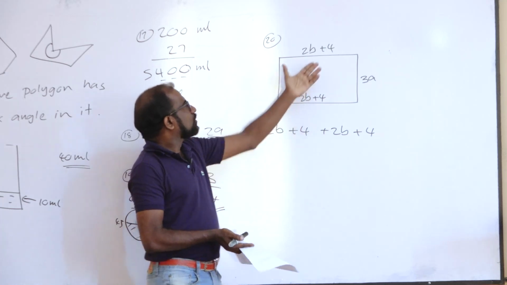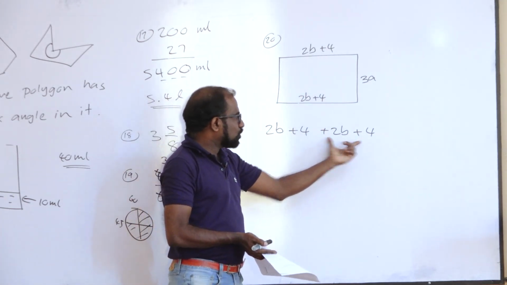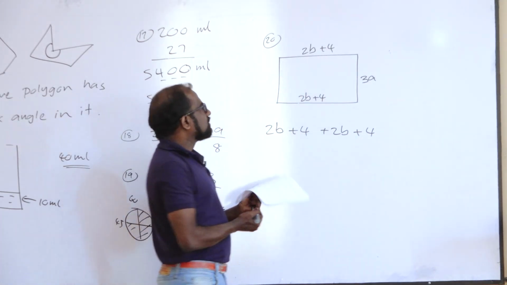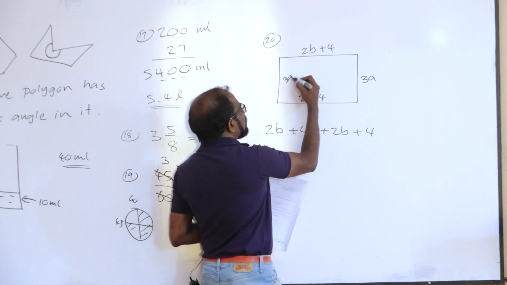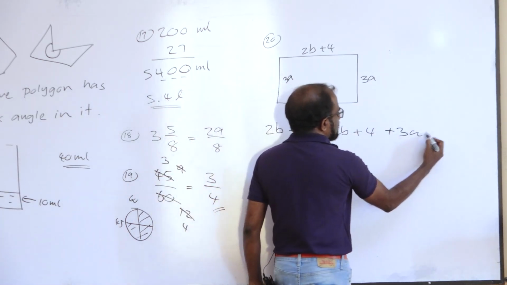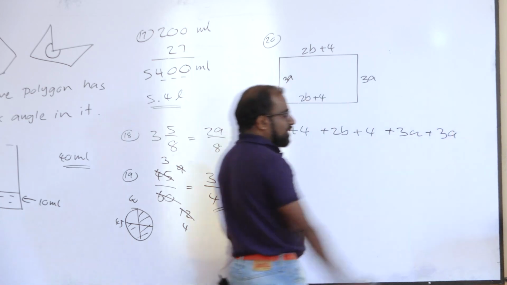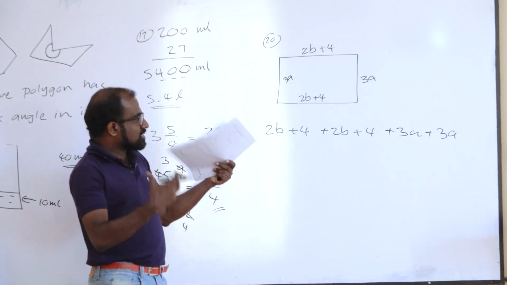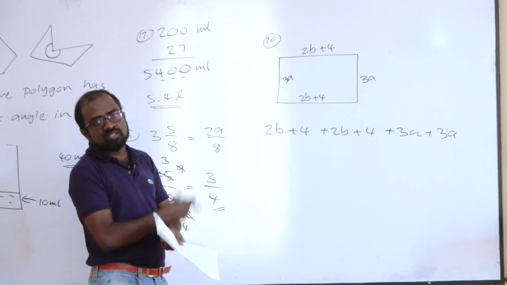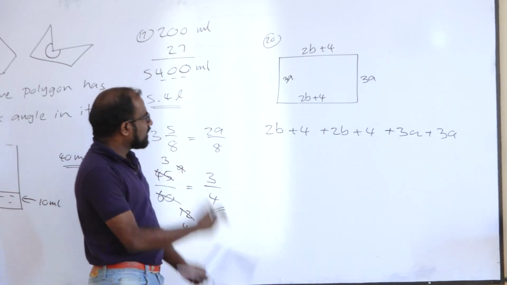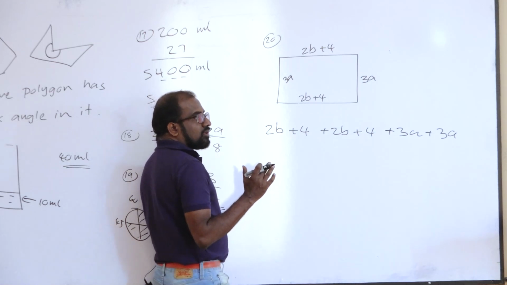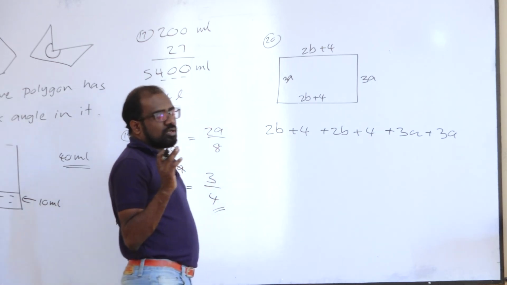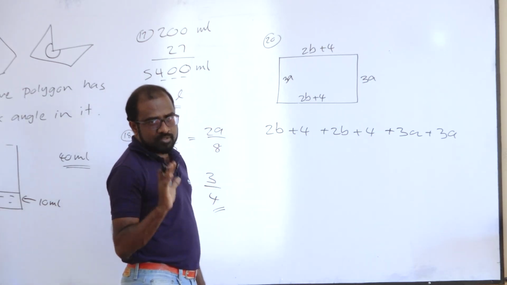Simply, 2b plus 4 and 2b plus 4 for the 2 length sides, then 3a, and the other side also gets 3a. 3a plus 3a, we can simplify this. We simplified algebraic expressions with mixed plus and minus in the class also. So what is our rule? Remember well, what is the rule I have taught you when simplifying algebraic expressions?